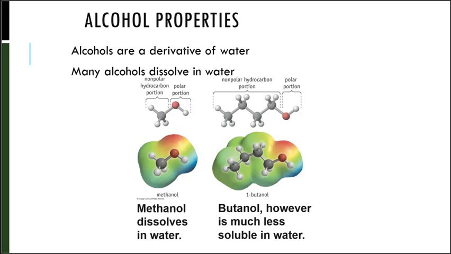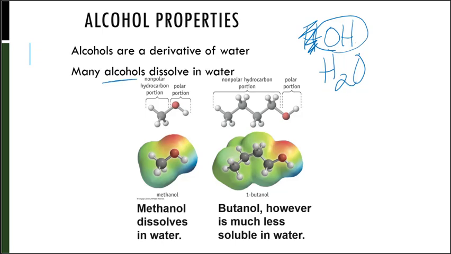Alcohols are a derivative of water. If you think about it, alcohols just have that OH ending, but water is HOH or H2O. So an alcohol is just 1 H shy of water. Many alcohols dissolve in water because alcohol, OH, is polar and water is polar. And we know that likes dissolve likes. Now, it does vary how soluble they are. For example, methanol dissolves in water, but butanol is less soluble in water.